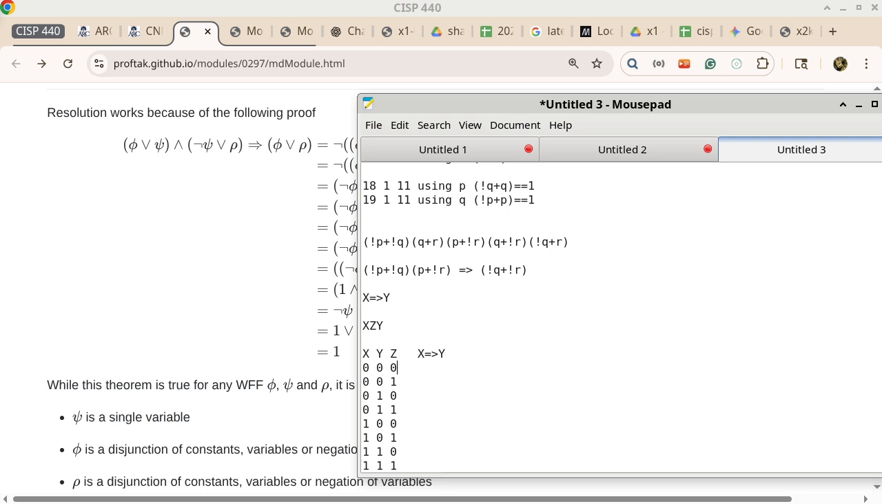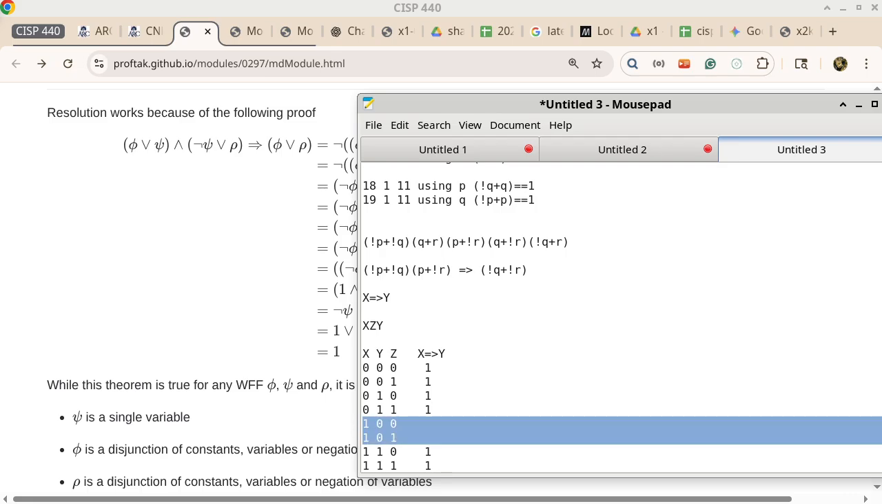So if X is implying Y, only certain of these rows are actually applicable to us. If X and Y are both 0, that would be fine. If X and Y are both 1, it's fine. Every time X is false, it's going to be okay. This is not okay, so we can ignore these two rows because X does not imply Y on these two rows. And then on these two rows, X implies Y is true again. So from here on, we do not look at these two rows anymore.